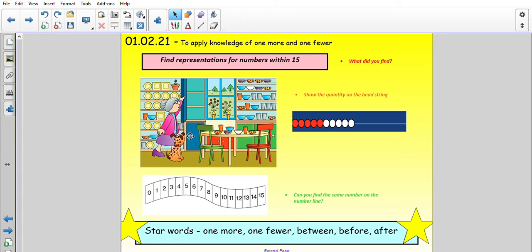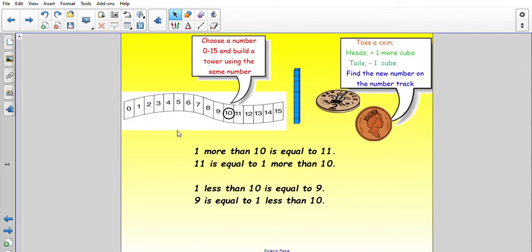Right, let's have a little look at how we can apply our knowledge of one more and one fewer. That means use what we know. Right, today we're going to play a game. And for this game, you're going to need the number line, which I've sent you. You're going to need some blocks or something to count with.